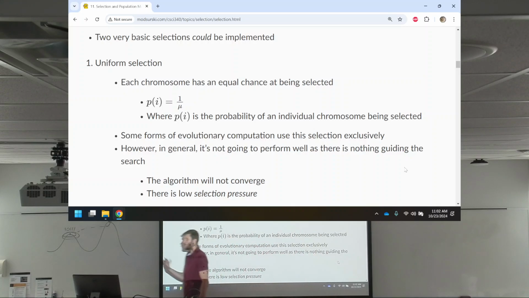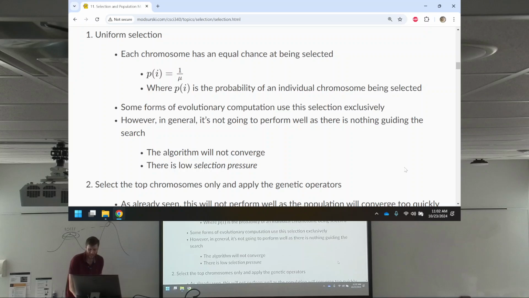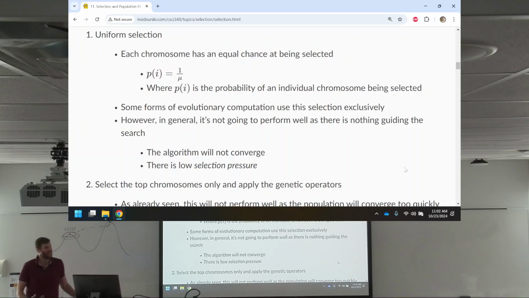So yeah, the algorithm will not converge, and this is a case of something that we would call a situation with very low selection pressure. A high selection pressure is something where the search wants to move towards what's good. A low selection pressure is where it doesn't have a high propensity to do that.